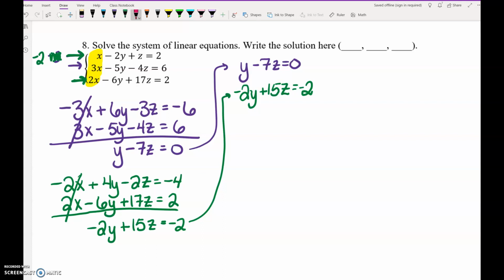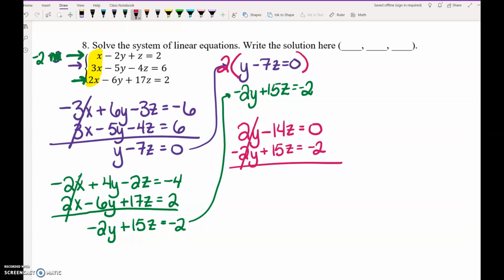Okay, we've eliminated the x's twice. Now we need to go to this middle part where I've got y's and z's. Do you want to try to eliminate the y's or eliminate the z's? The y's. And what do we need to multiply this top one by? 2. So we will have 2y minus 14z equals 0, because 2 times 0 is 0. And my original bottom, negative 2y plus 15z equals negative 2. When we add them together, we get z equals negative 2.